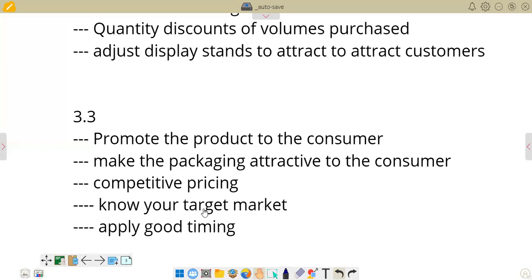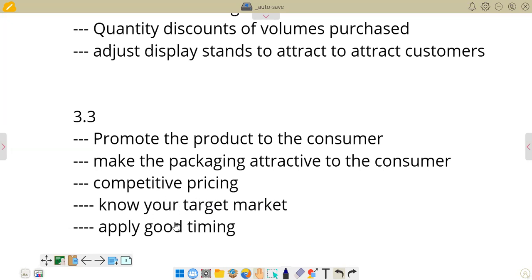Next point, we've got know your target market. Obviously, you need to know your target market so that you can see how you are going to penetrate that market. This is very simple. Target market, we are saying these are the consumers that are going to buy or purchase our product. So this is what we have.